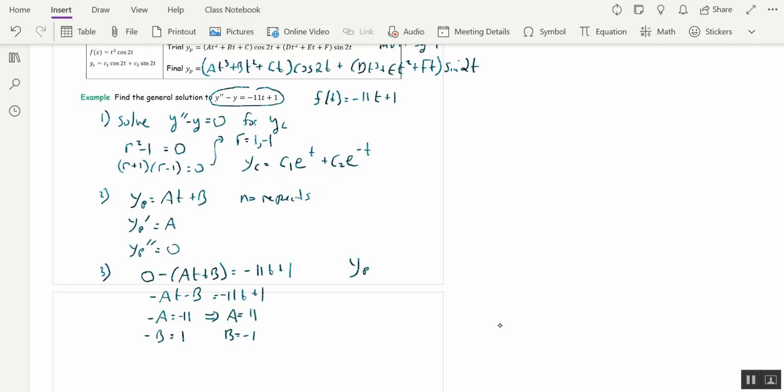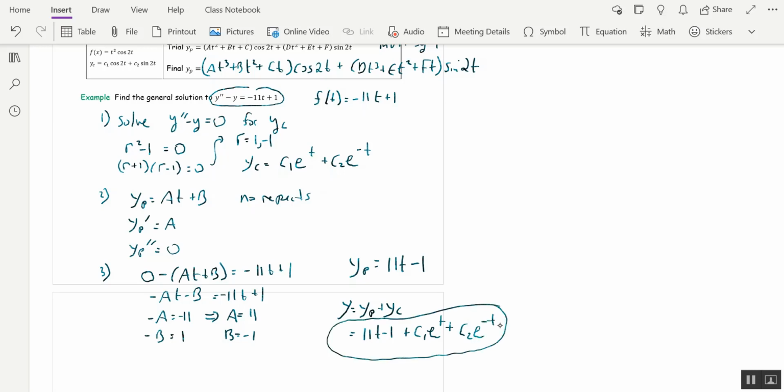So my yp is 11t minus 1. And my general solution is yp plus yc, which is 11t minus 1 plus c1 e to the t plus c2 e to the negative t. And that is the end of this section.